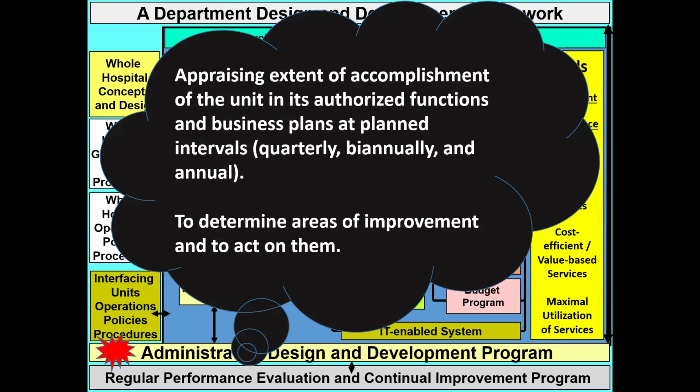I think this is the last box here: regular performance evaluation and continual improvement program. There must be a document again that shows a program to appraise the extent of accomplishment of the unit, the department, in its authorized functions, number one. Number two, the business plans. As at planned intervals, could be quarterly, biannually, or annual. And then, of course, after appraising, there must be a plan to improve and act on them.